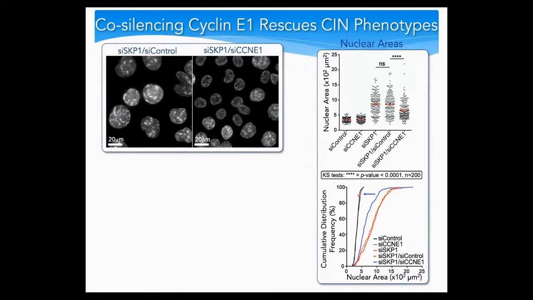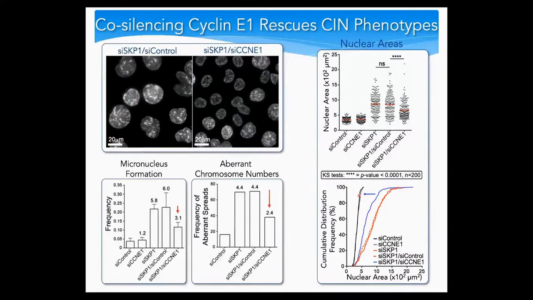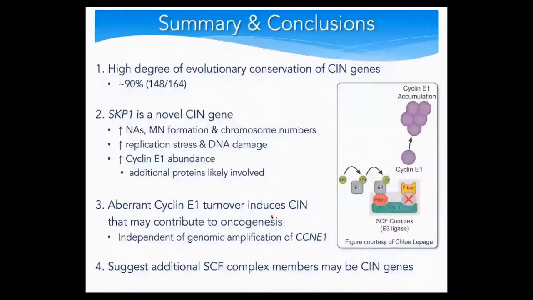So this certainly identifies that a part of this mechanism involves the accumulation of cyclin E1. And of course, she went on to look at micronucleus formation and aberrant chromosome numbers, and each of these, relative to those skip1 silenced conditions, are basically decreasing these aberrant phenotypes by about 50%. So this really shows that at least a part of this mechanism is going through aberrant cyclin E1 expression.